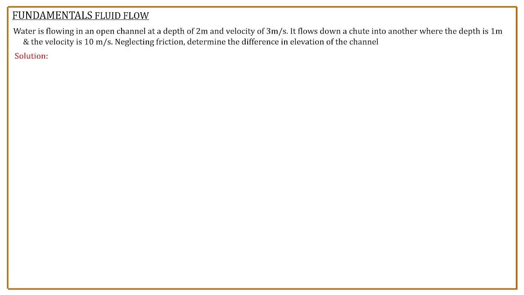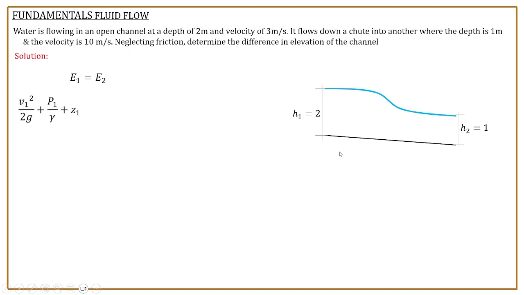So, if we visualize that, this is how it looks. This is our depth of 2 meters. Here, the depth is 1 meter. From point 1, this is our point 1 and this is our point 2. Energy 1 equals energy 2. Flowing from this point to this point is equal.